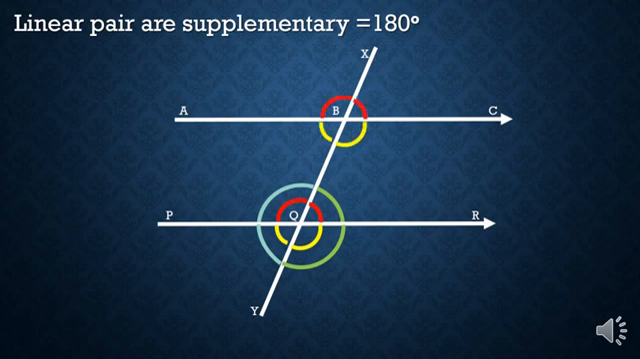The red one and the yellow one on top are also linear pairs. The line is ABC. The yellow one, in this case, XBQ is the line we are talking about. The white ones are also linear pairs. In this case, the line is XBQ.